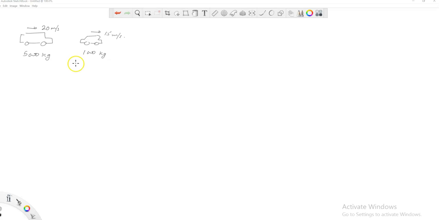Alright, so let's think about this situation. Here we have a truck that is 5,000 kilograms going at 20 meters per second, and it's getting closer to a car going at 15 meters per second, with a mass of 1000 kilograms. The truck is bigger, it's coming at a higher speed. The driver is not paying attention, probably he's on the phone. So it's getting closer to the car. At some point there's going to be a collision, and what do you think is going to happen after the collision?